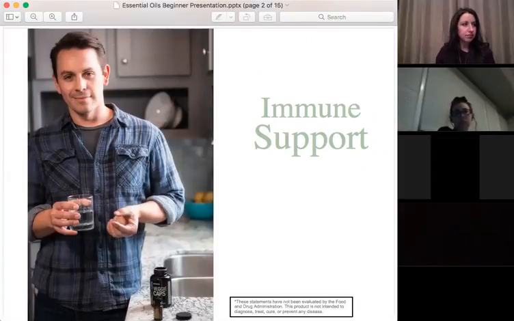So talking about the immune system, overall healthy living, obviously proper nutrition and exercise and everything has a role to play here, but essential oils can just help supplement that.